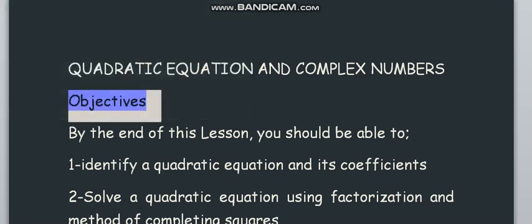In today's lesson, we are going to look at complex numbers as well as quadratic equations.